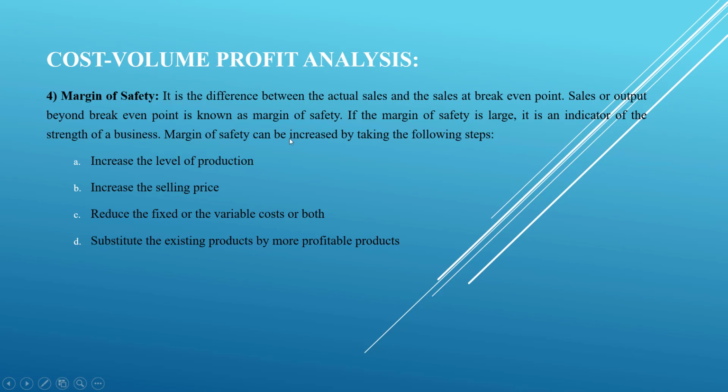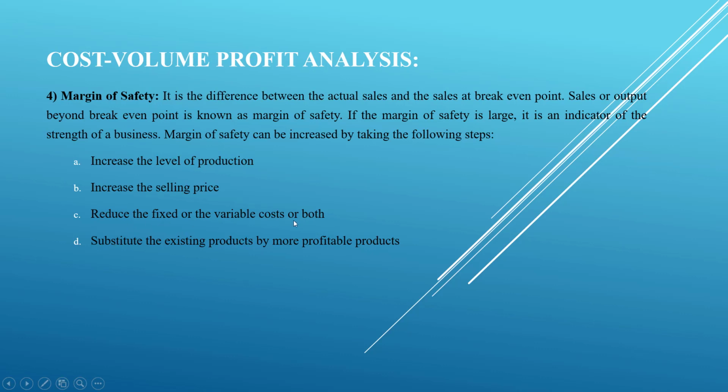Now, how can the margin of safety be increased? It can be increased with the following 4 steps. First is to increase the level of production. Whatever production process you are doing, that level has to be increased. Second, increase the selling price. Obviously, sales have to be more than the cost. If you increase the selling price, then you can definitely get a higher margin of safety.